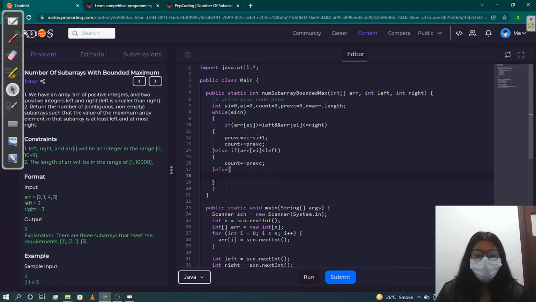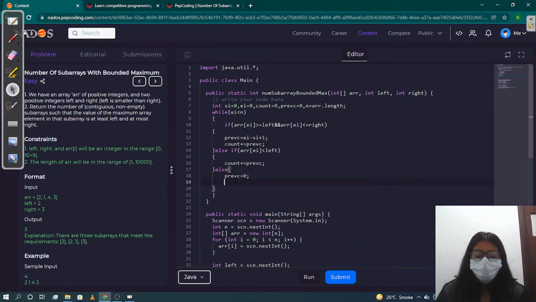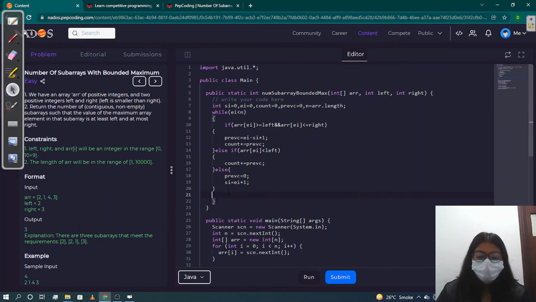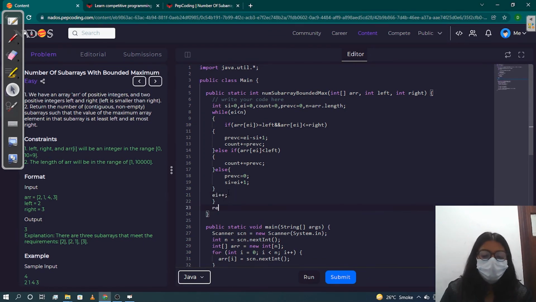Okay, then what we have to do? We have to reset. It means we have to reset our previous count to 0 and initialize si to ei plus 1. Increase my ei here, ei plus plus, and return count here. Return the count. Okay, now let's try to run this code.